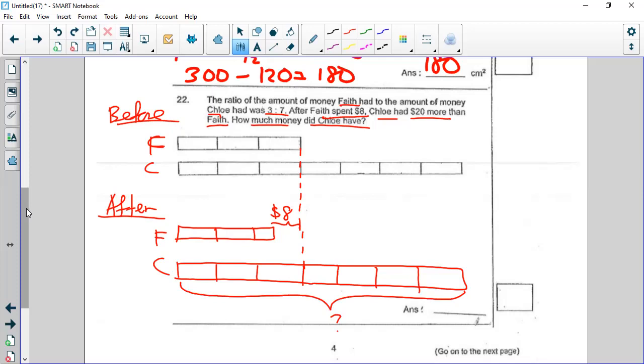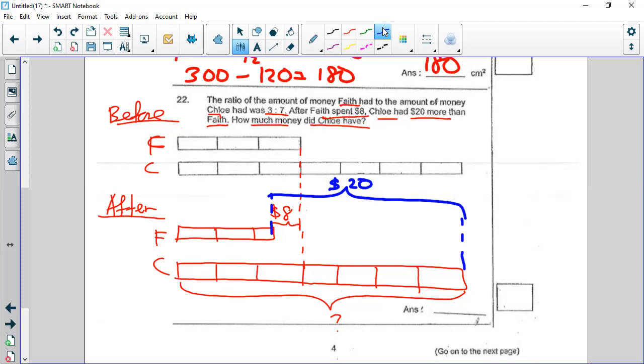And then after Faith spent $8, Chloe had $20 more than her. So where do you put the $20 more than her? That must be here, right? Use a dotted line to help you, so that you don't confuse yourself and the drawing is not messy. This is how you draw the model. Of course, you may draw differently, but you can still solve it if you draw properly. So in the end, Chloe had $20 more than Faith.